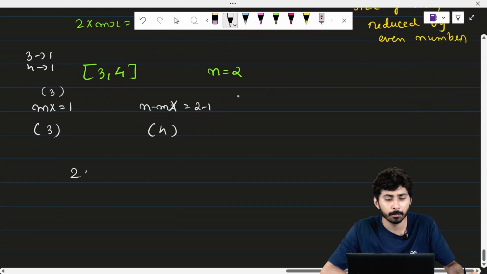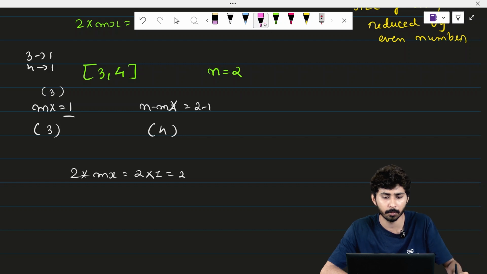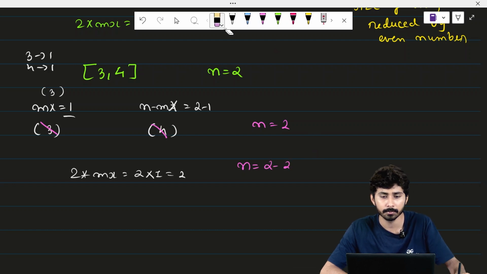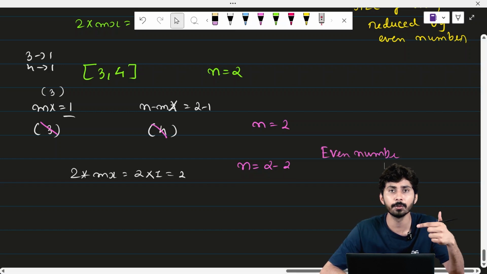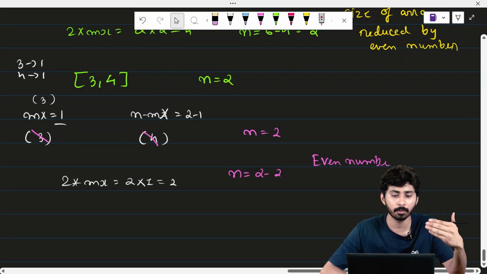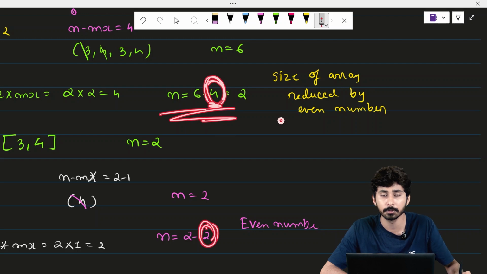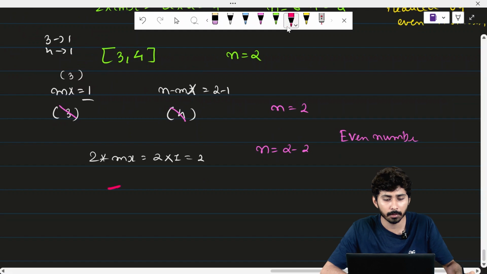So now how many elements will be removed? 2 into mx elements will be removed. What is the occurrence? mx equals 1. 2 elements are removed. Yes, absolutely. And n was equivalent to 2. 2 elements are removed. Hence, again you can see the size of the array has been reduced by an even number. Here you can see the size of the array always keeps on reducing by some even number. Here it was reduced by 4, here it was reduced by 2. So basically now what can I say at the end, what is remaining inside the array?